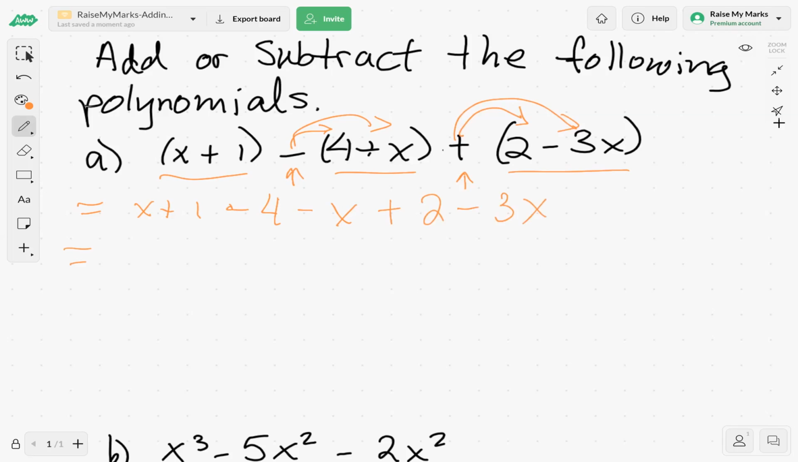So the next step, we're going to look for like terms. So we have a number of terms with x, or x raised to the power 1. So let's combine all those. So x minus x is 0 minus 3x. So we got negative 3x. Then we have 1 minus 4 is negative 3 plus 2 is negative 1. Our final answer is negative 3x minus 1.